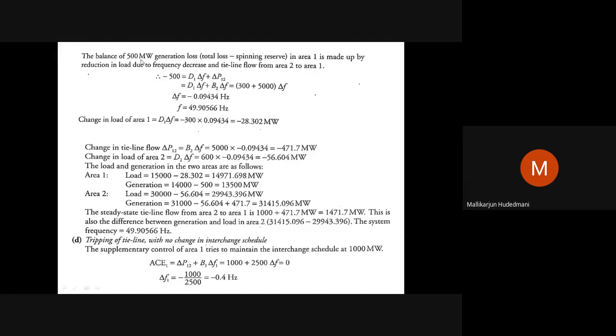I'm quite sure this problem is not that easy a problem. It has to be worked very carefully. Then only will we be able to understand this problem. So the balance of 500 megawatt generation is total loss minus spinning reserve. This we have to manage. So the loss of minus 500, D1 delta F, into P12. When I calculate, I'll be able to get the deviation frequency.